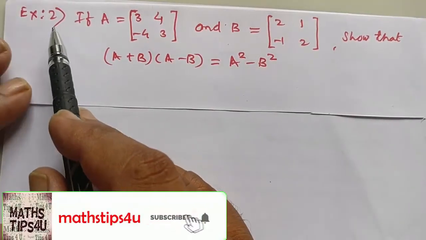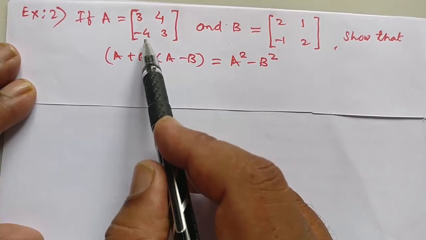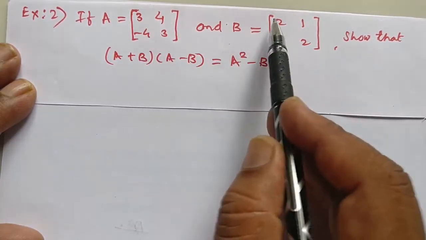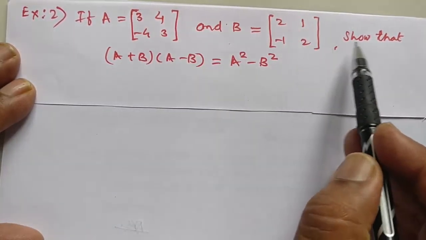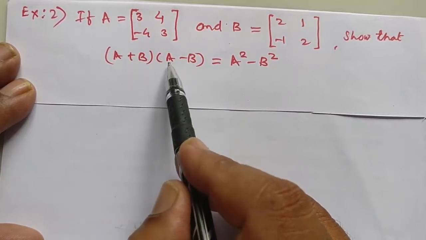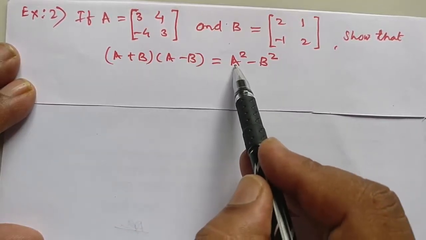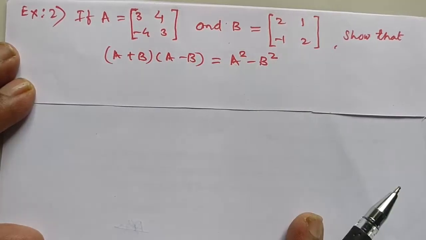Next, example number 2. If A is the matrix 3 4 minus 4 3 and B is the matrix 2 1 minus 1 2, show that (A plus B) into (A minus B) is equal to A square minus B square. Solution.